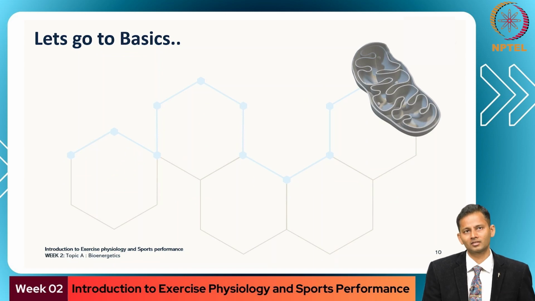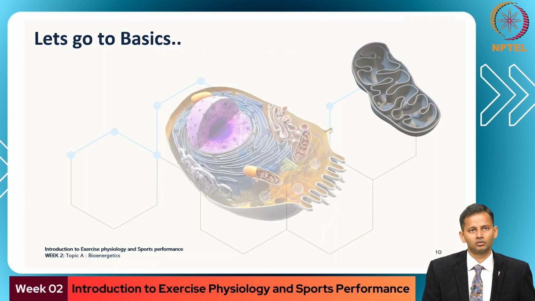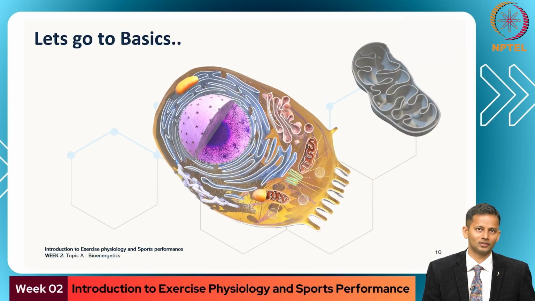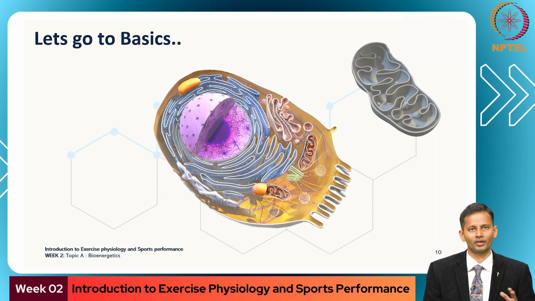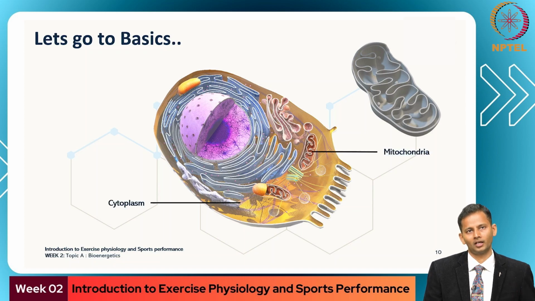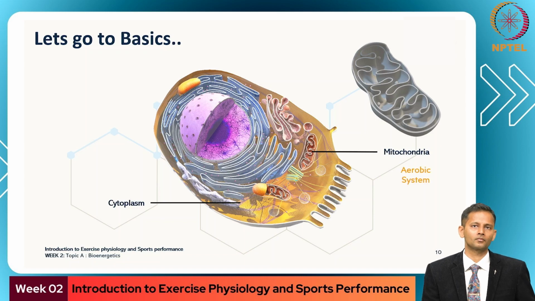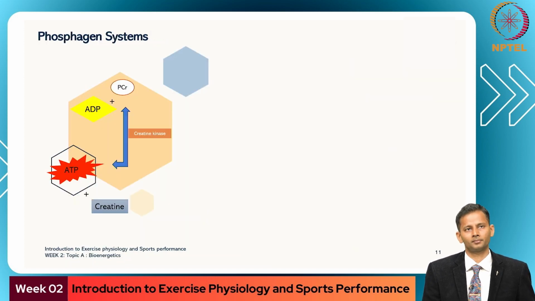So let's go to basics. That's a 3D model of a mitochondria when it is cut open. You have an outer layer and an inner layer which is kind of convoluted. And that's a 3D model of a cell where you find the nucleus surrounded by various cell organelles in the plasma. These are the mitochondria, which are interspersed in the plasma around the nucleus within the cell. So the aerobic system happens in the mitochondria, and the anaerobic system happens in the cytoplasm.